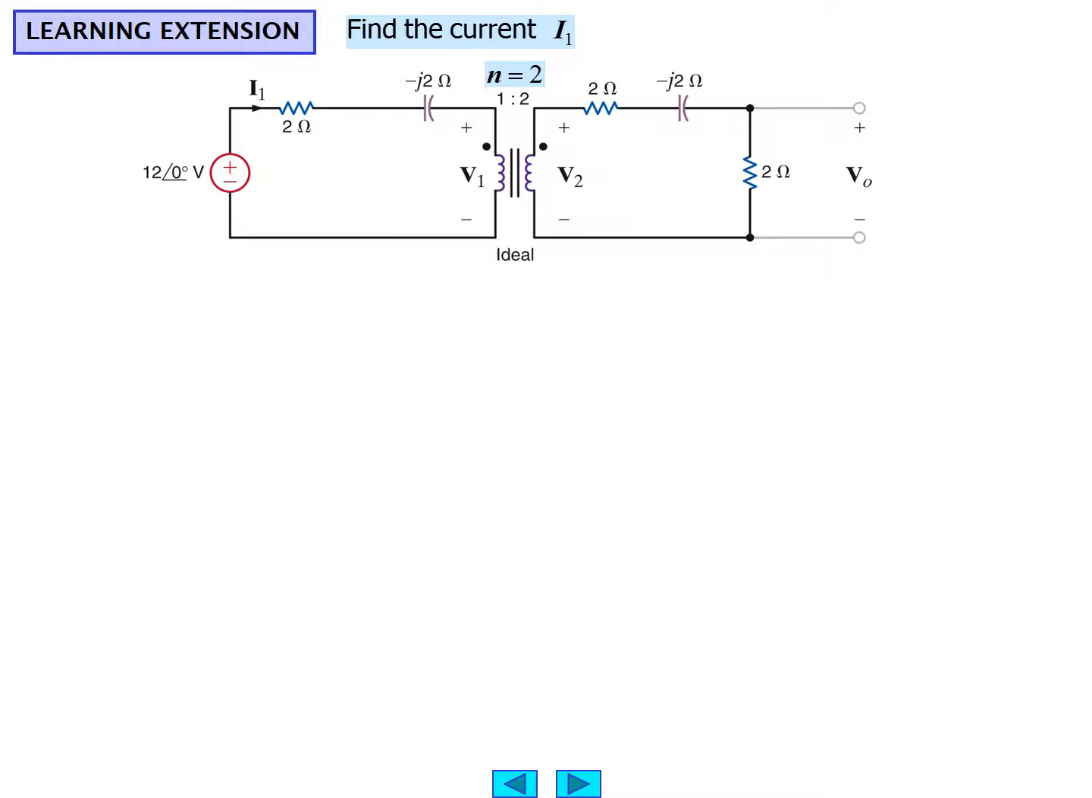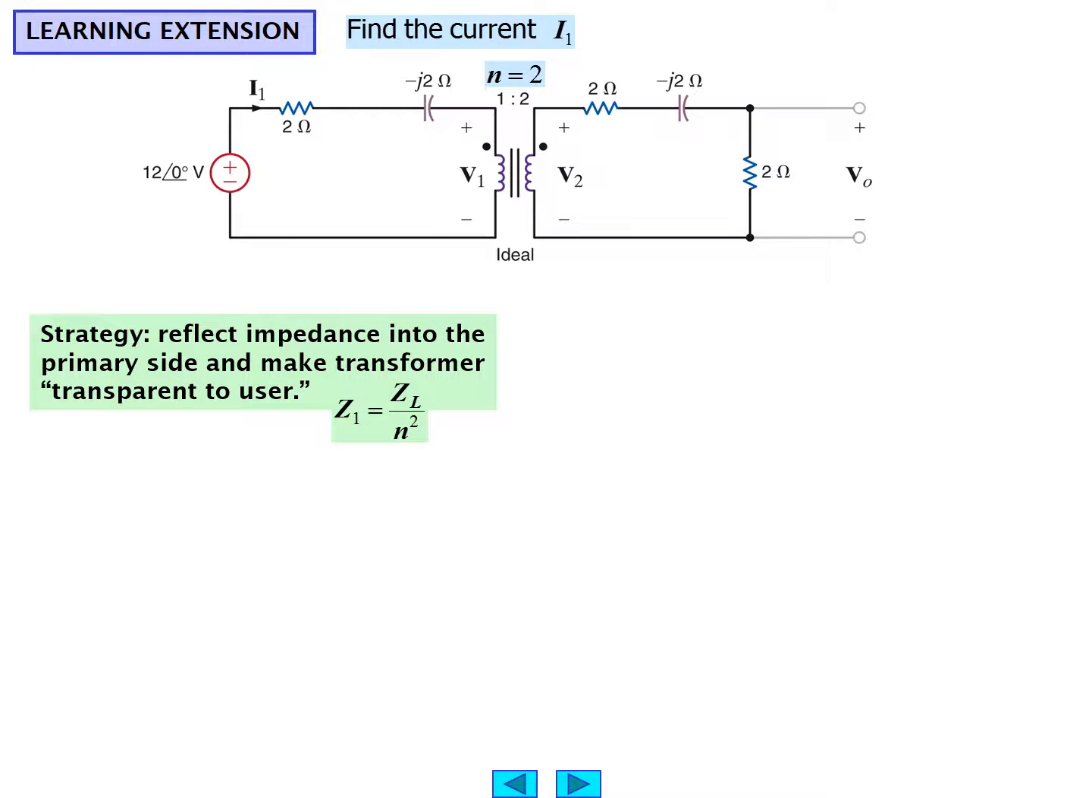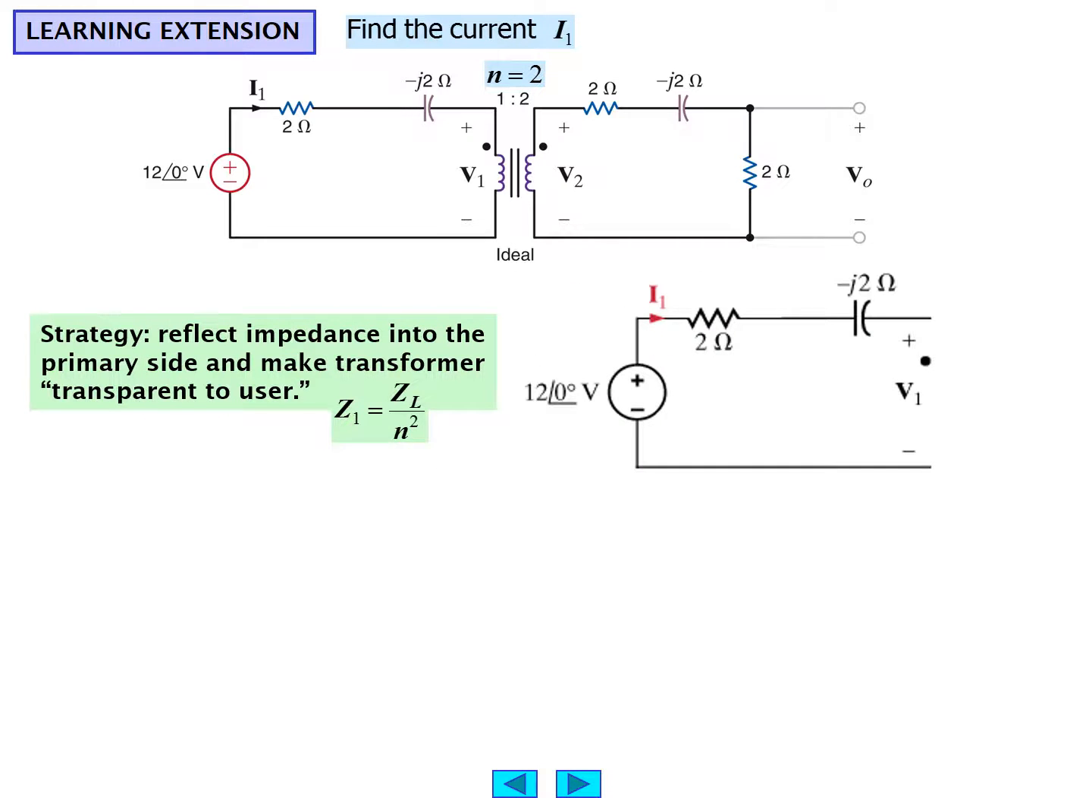Well, N equals 2 by definition. Let's reflect the impedance into the primary side, and again, that makes the transformer transparent to the user, and we can solve a single mesh circuit. So the reflected impedance Z1 would be ZL divided by N squared. So that's what we're going to do, and that would be the voltage across the ideal transformer called V1. So that's Z1 that we're going to now calculate and put across those terminals, and now we have a single mesh circuit. So Z1 is 4 minus j2 divided by 4.